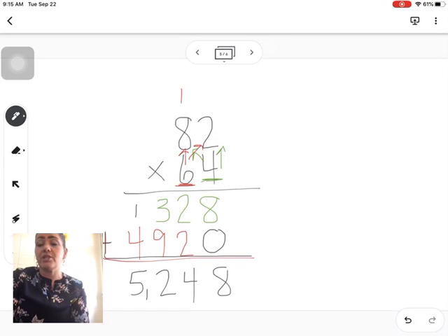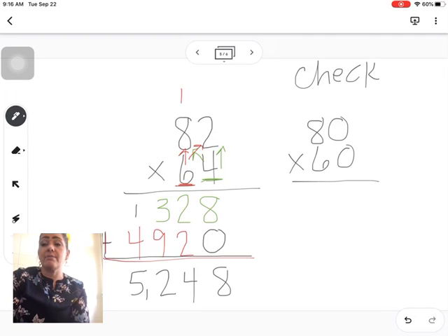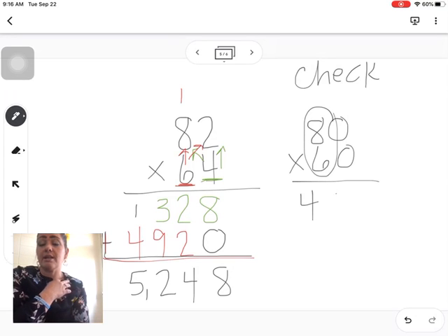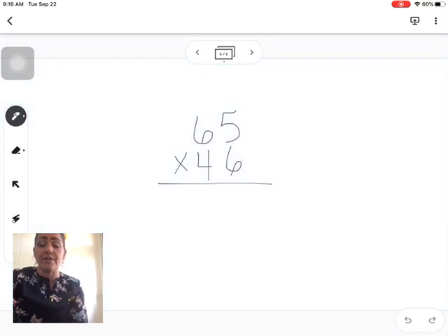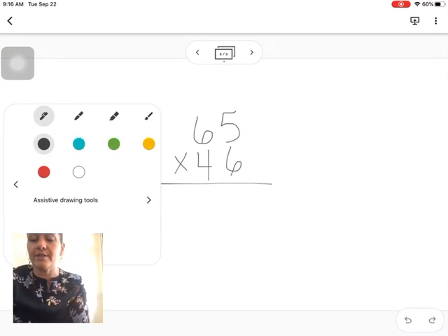Now if I wanted to do a quick check, I could round these to see if my answer is reasonable. So we're going to round 80 to 80, and round 64 to 60, and see if our answer is close. So 8 times 6, remember to drop the zeros. 8 times 6 is 48, put the 2 zeros on. That's pretty close to 5,248. So it's reasonable. It's not like my answer was 524 and I got 4,000. So it's reasonable. All right, going on to one more.